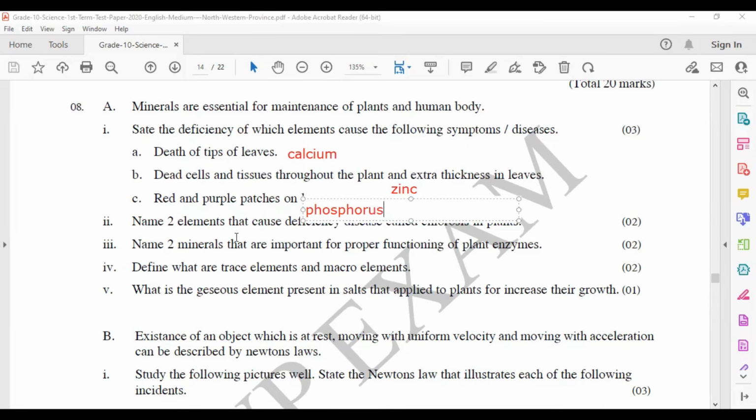Name two elements that cause deficiency disease called chlorosis in plants. Nitrogen and sulfur. Name two minerals that are important for proper functioning of plant enzymes. Answer: calcium and zinc.